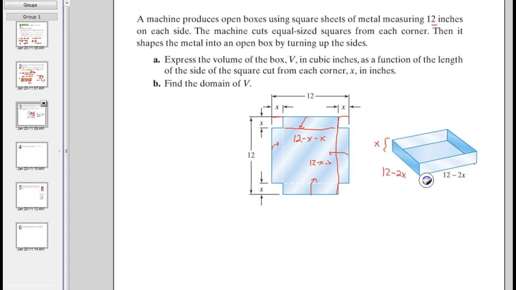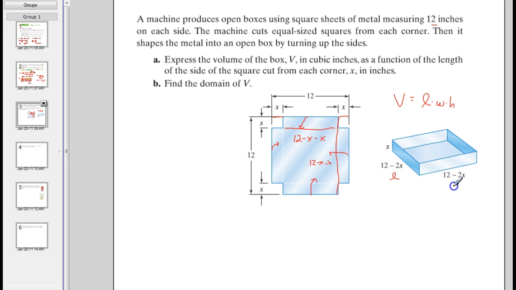12 minus 2x. Alright, I got it written in black over here. So that's what all of these sides look like: x, 12 minus 2x, 12 minus 2x. Now, if you remember the volume formula for a box, volume is just length times width times height.